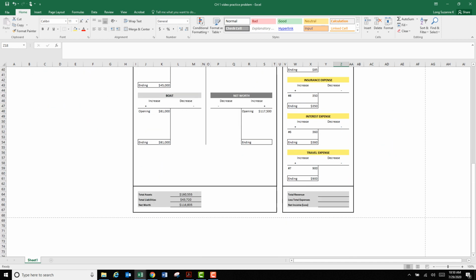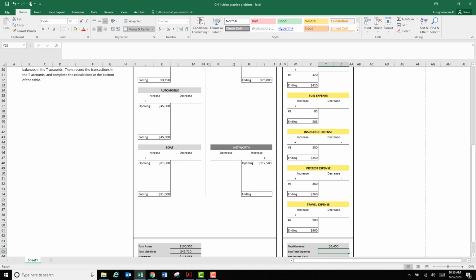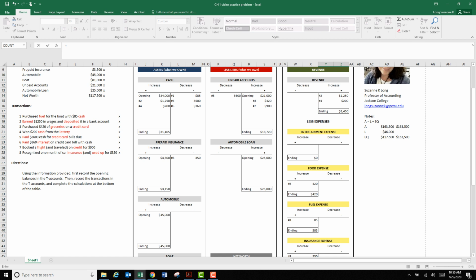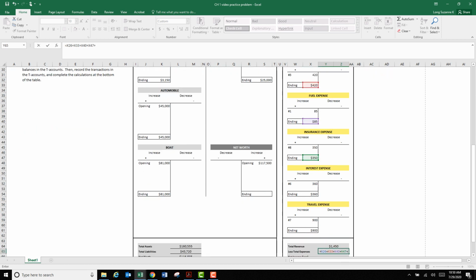So now at the bottom here, we're going to do total revenue equals, click, enter. That's a cell reference. Expenses, we're going to do some adding. Yeah, why not? I'm going to be complete. That one, plus that one, plus that one. Click, plus, click, plus, click, enter.